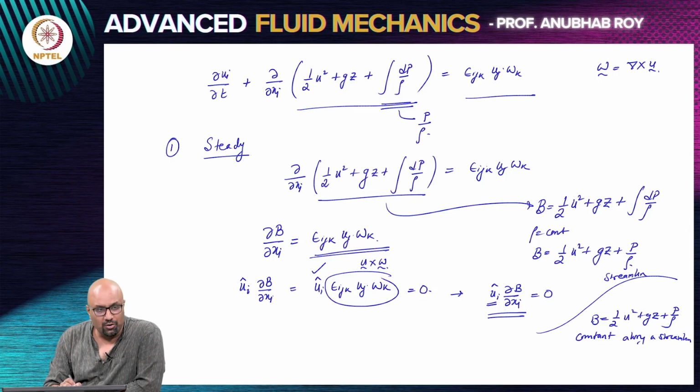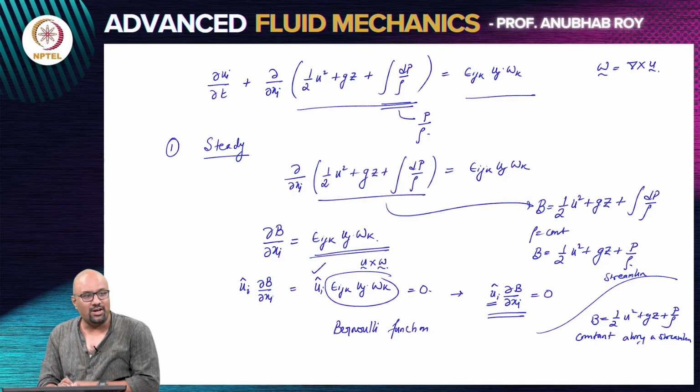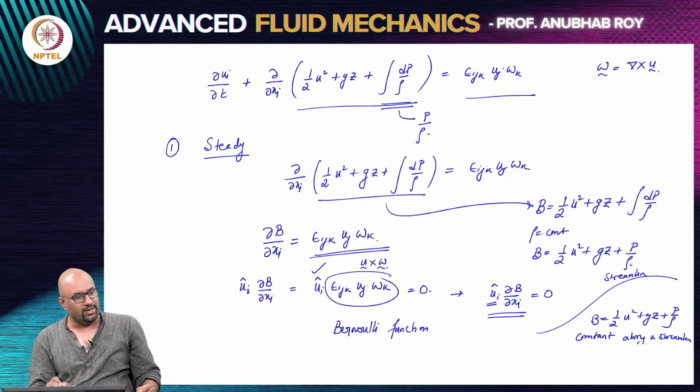So, if your flow was inviscid, your flow was steady and your system was barotropic, or if you make it more restrictive, if you say it is constant density, in that particular case, the function half u square plus gz plus P by rho, which is the Bernoulli function, is a constant. So, you measure it at different points on a streamline, you would get the same value.